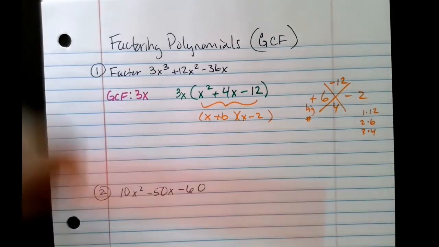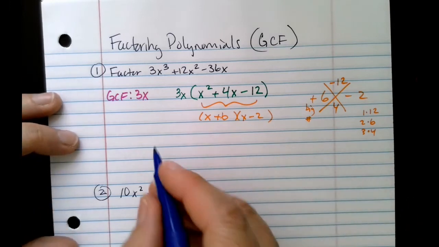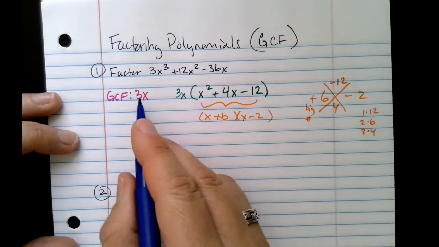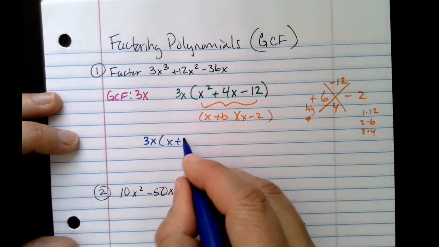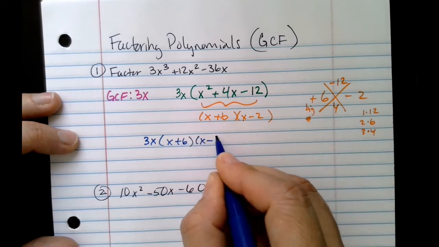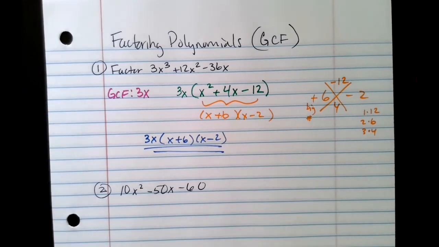So now let's put all this together and look at what this really looks like completely factored. We have our 3x from the beginning. Now we have an x plus 6, and now we have an x minus 2. And there you have it.